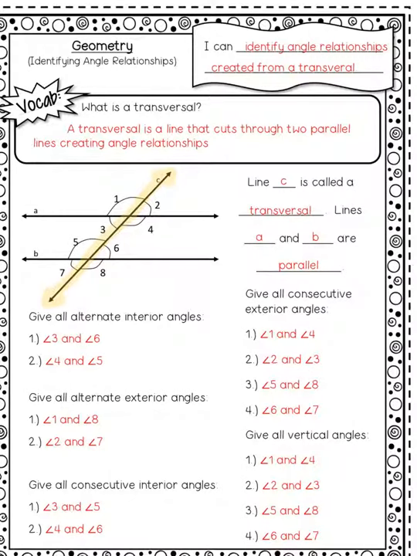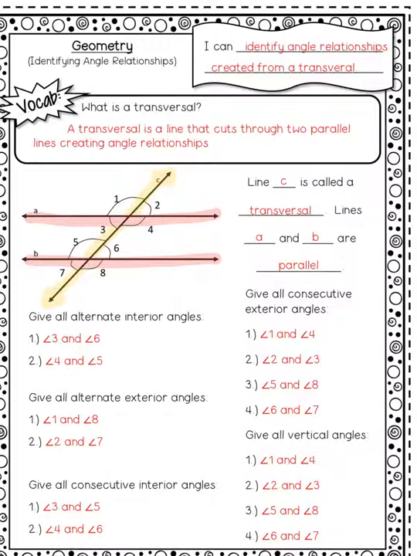Lines A and B are our parallel lines. Here we have B, here we have A. And you should notice that when that happens, there are four angles on the top, four angles on the bottom, for a total of 8 angles.